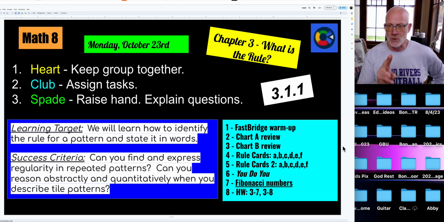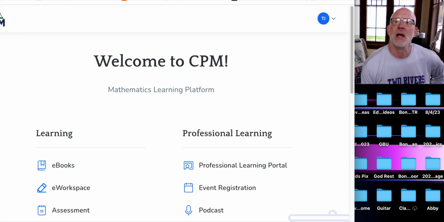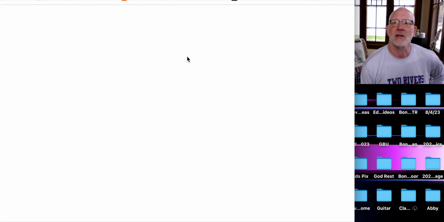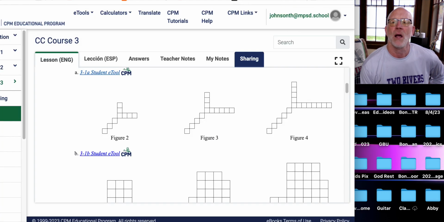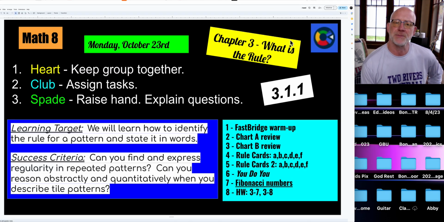So I have both of those reviews, review A and B, up on the Google Stream so you can check back to those. And those were here on that tool, and then on this tool. So those are the ones that I'm explaining on the stream, so you can go look back at those.